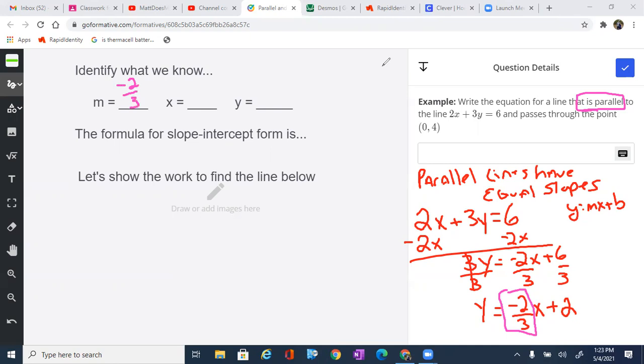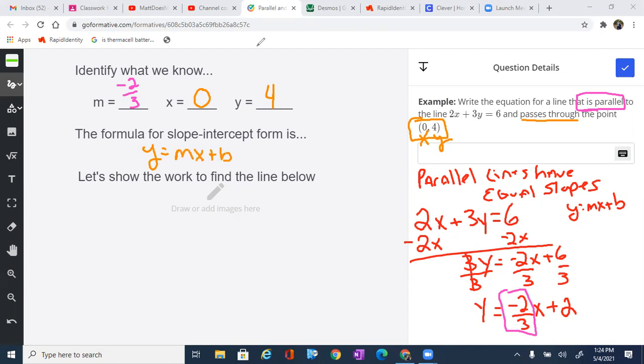Now, the second thing that it gives us is the point that it needs to pass through, meaning it needs to intercept that point. And that point is 0, 4. And that tells us the x is 0 and the y is 4. So what we know is the slope is negative 2 over 3. The x value we want to go through is 0, and the y value we want to go through is 4. Now, we know that the formula for slope-intercept form is y equals mx plus b.